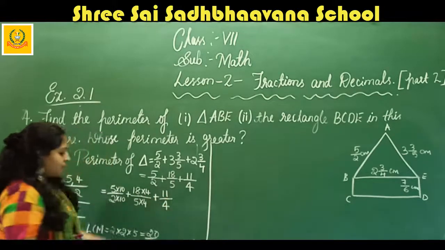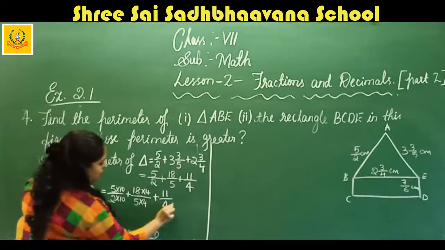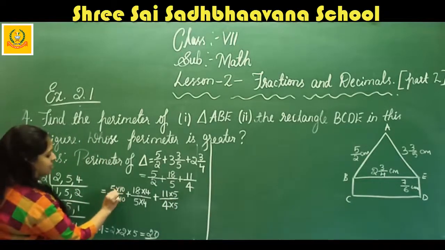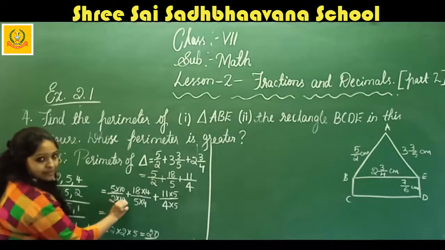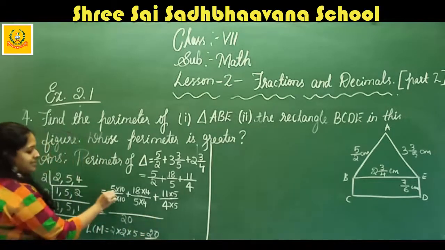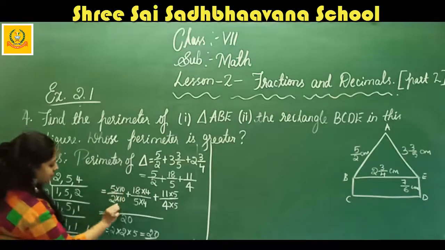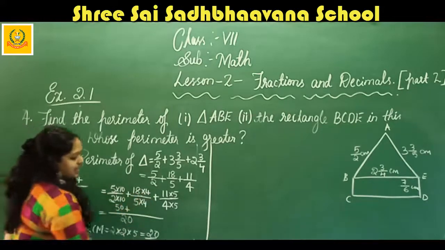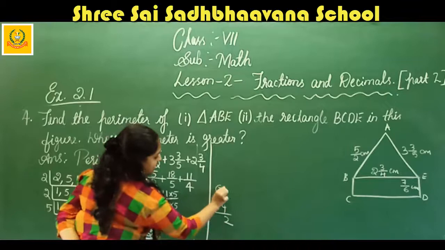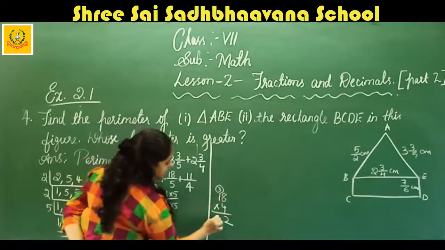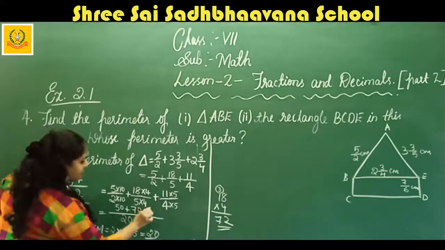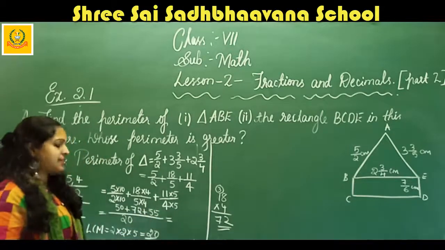We'll take the next one. 11 by 4. Okay, 4 how many are 20? 4 fives are 20. This is also multiplied by 5. Okay? Yes. Now multiply by 5. All the denominators, first we will say 2 tens are 20, 5 fours are 20, 4 fives are 20. So all the denominators are same now, 20. Let us multiply this. 5 tens are 50 plus 18 fours are, how much? 18 into 4. 4 eights are 32, right? 2, 3 you have to carry. 4 ones are 4. 4 plus 3 is 7, 72. Plus 11 into 5. 11 fives are 55. Okay? 11 fives are 55.